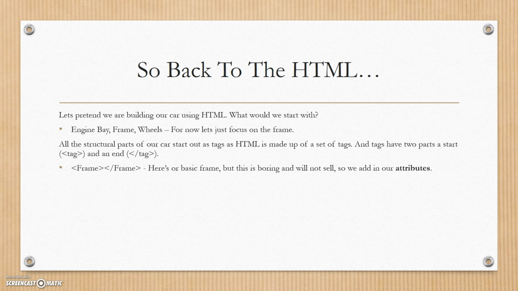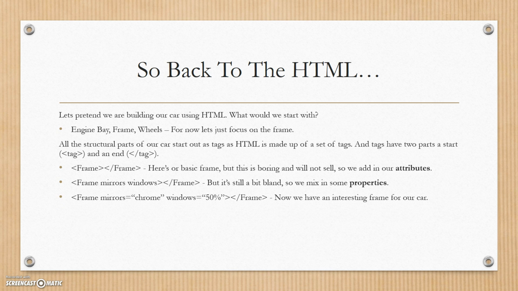Okay, so if we were going to make up our frame, here's a basic frame. This is an empty frame, okay? But this is just our standard car, and it's going to be really boring. So what we're going to do is add our attributes in. So now we have a frame with mirrors and windows, but it's still a little bit too plain. So now we're going to throw in some of the properties.